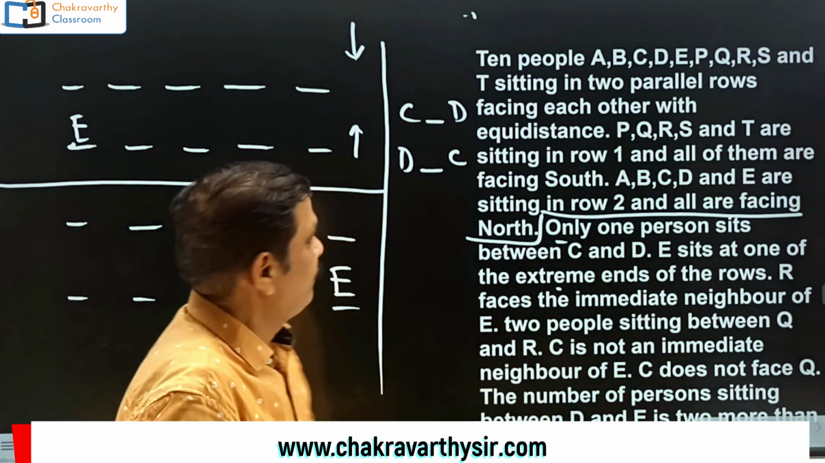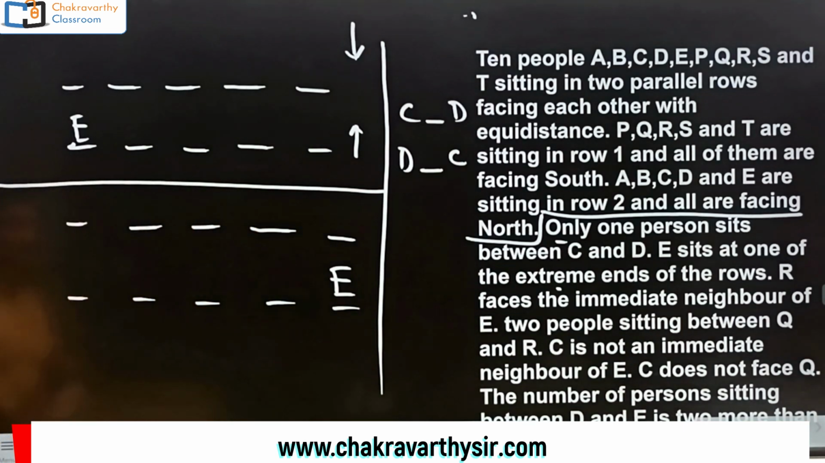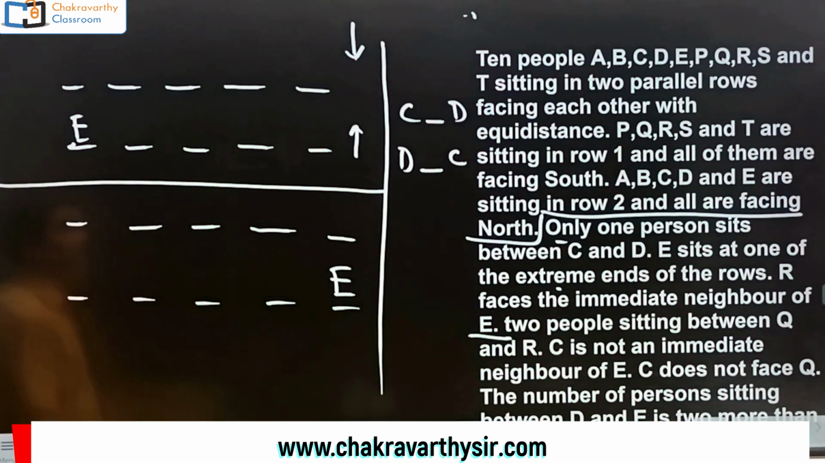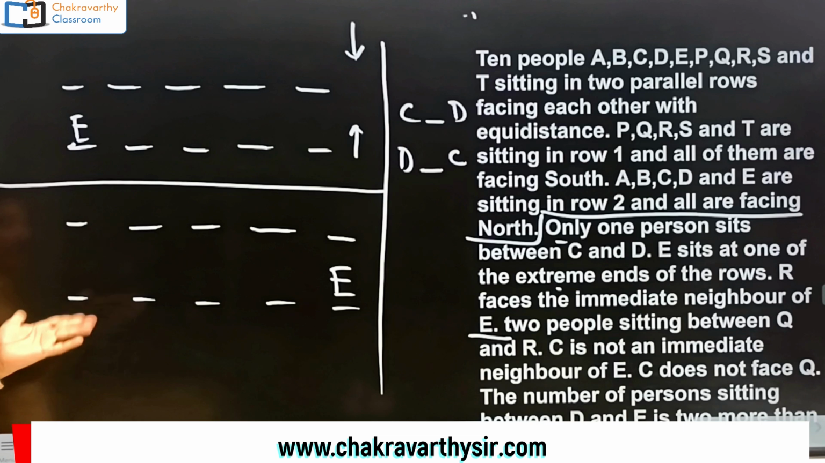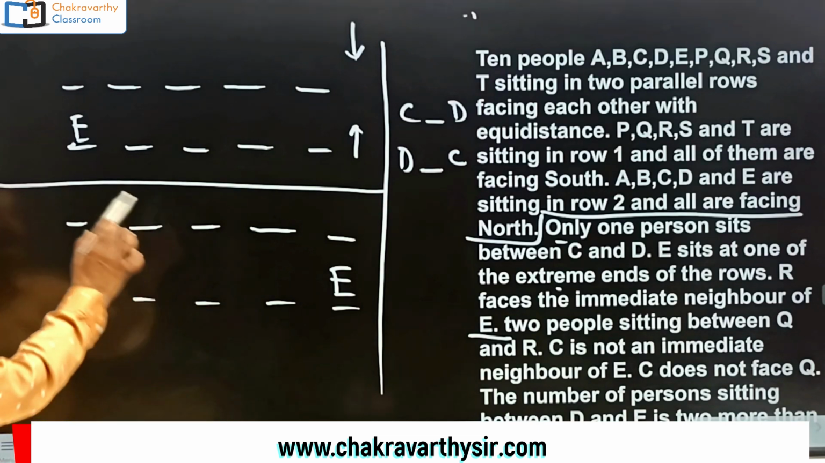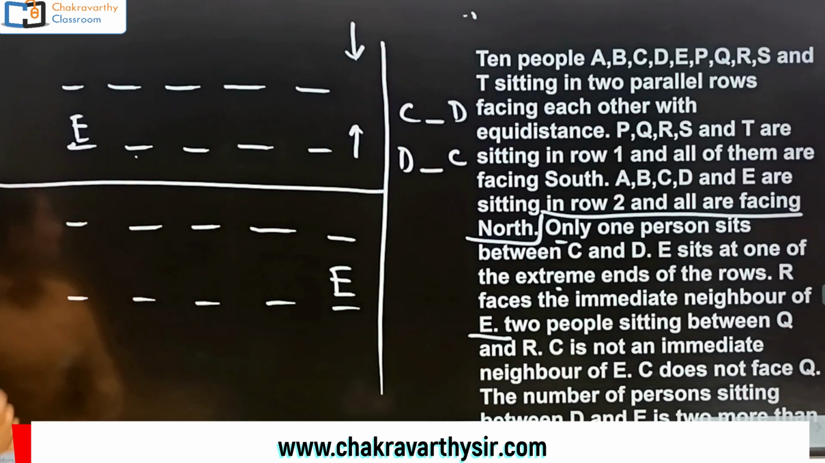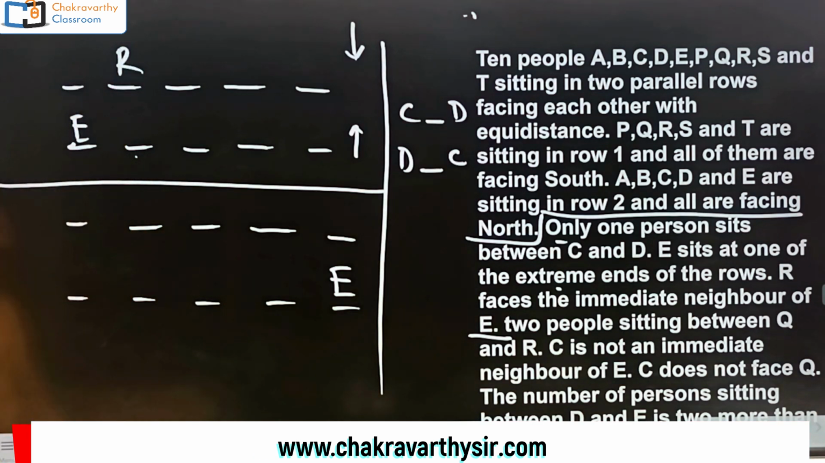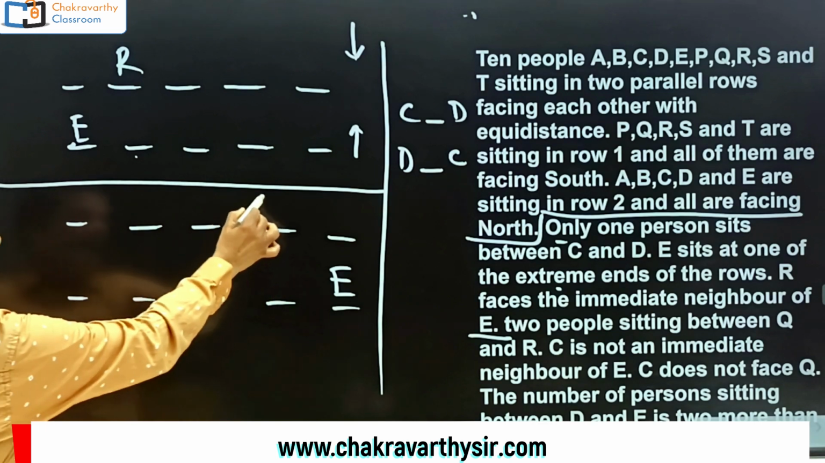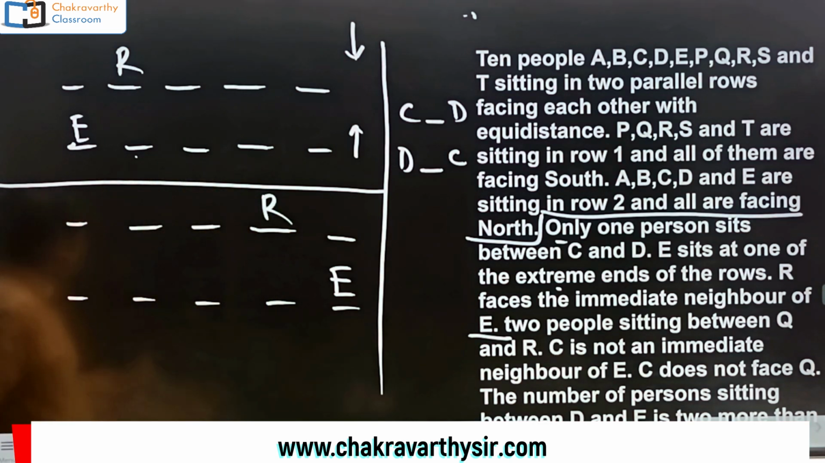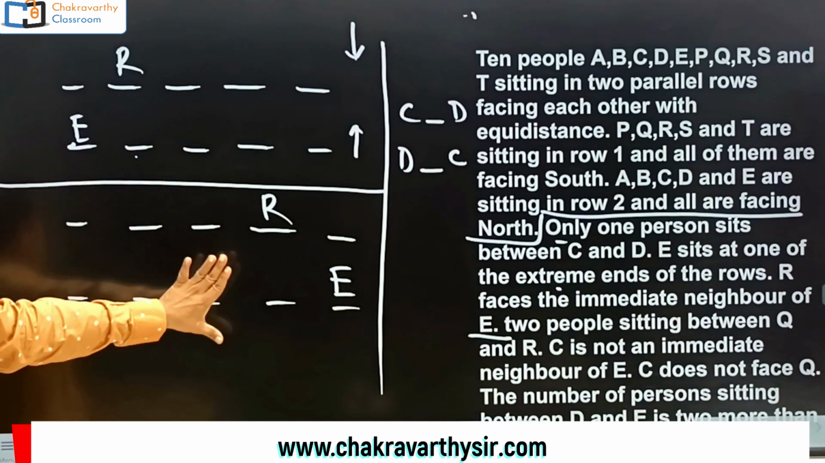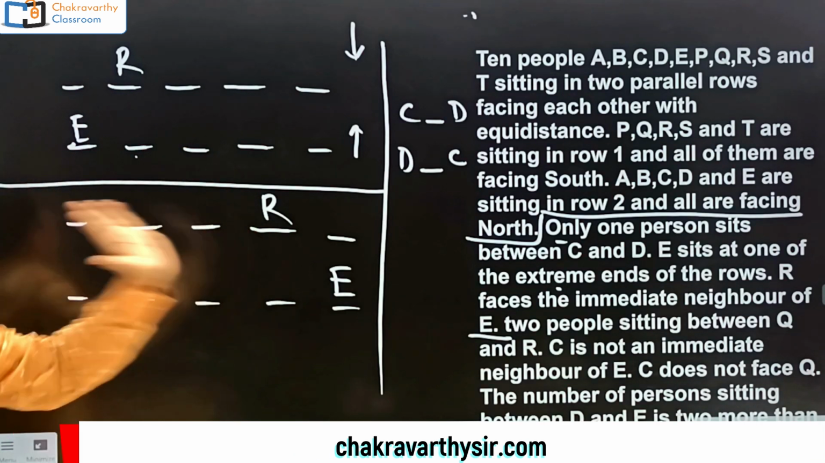Okay, next information they have given. E sits at one of the extremities. I have taken this one. R faces the immediate neighbor of E. Direct information. Now directly I can take it on the chart. R faces the immediate neighbor of E. Now the immediate neighbor of E is this person. R must face him. And as far as this arrangement is concerned, R's place is this one. Till now I cannot eliminate anyone between these two, because I am at the preliminary stage only.